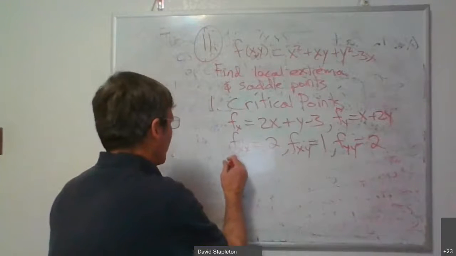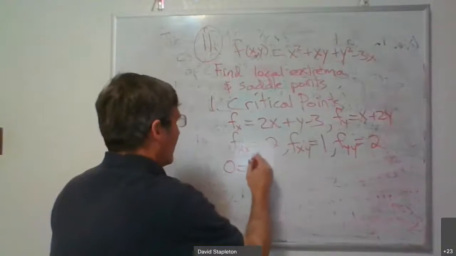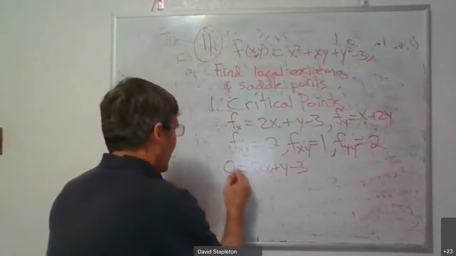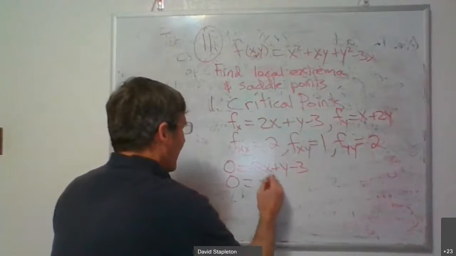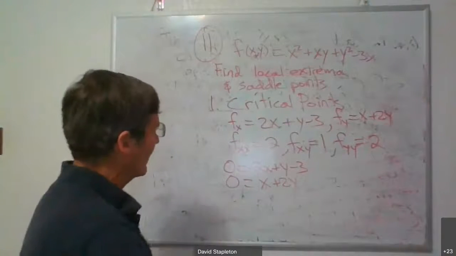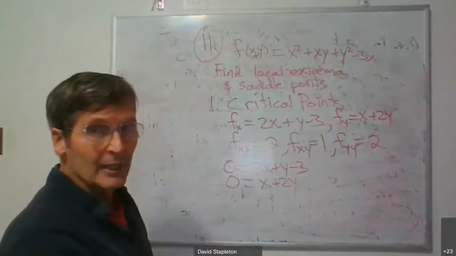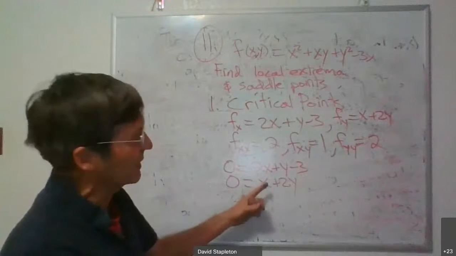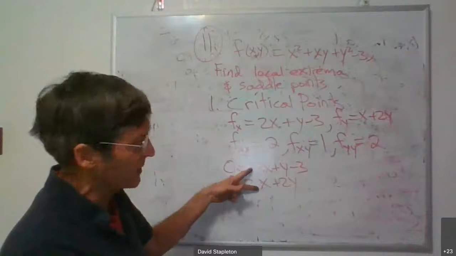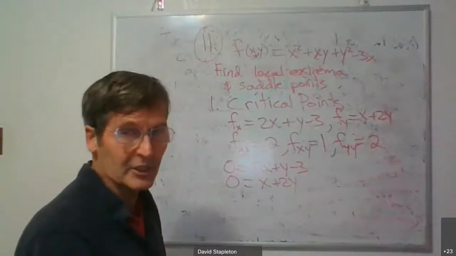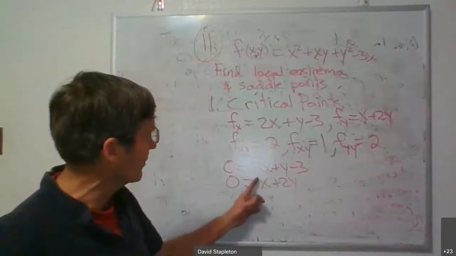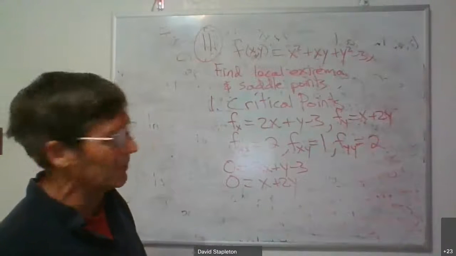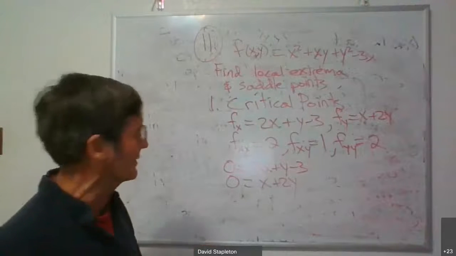So the critical points are where these are equal to 0. 0 equals fx, 2x plus y minus 3. That's partial derivative with respect to x equals 0, and 0 equals partial derivative with respect to y, x plus 2y. So how can I find the solutions to these equations? In general, you get two nonlinear equations in two variables, and there is no general technique to solve them. However, we got linear equations. There is a general technique to solve them. And there are other equations you can solve too, right? You can solve quadratic equations in one variable, for instance, right?